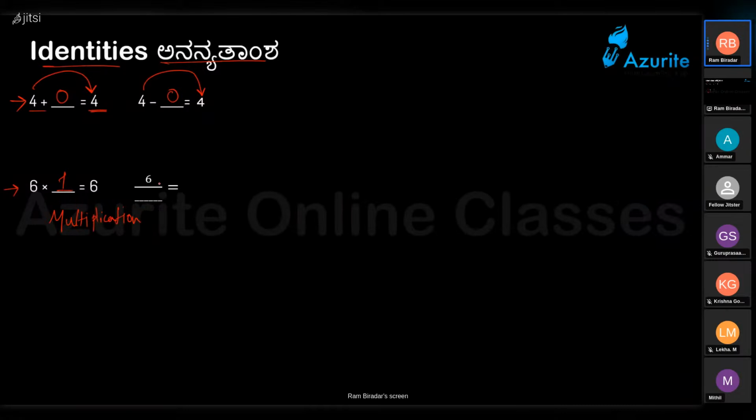6 divided by how much will be 6? What will be the answer? 6 divided by 1. So if you divide with 1, it will be the same answer. If you multiply with 1, it will be the same answer. And what about 0? It is the addition and subtraction identity. If you add 0 or subtract 0, it will be the same answer, that is, the same number.